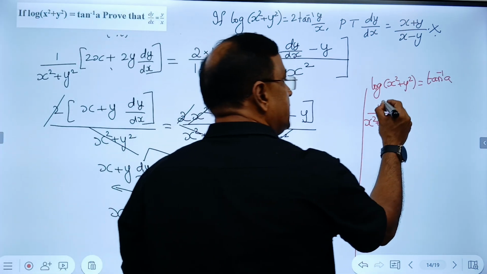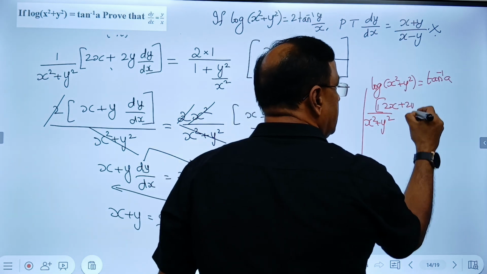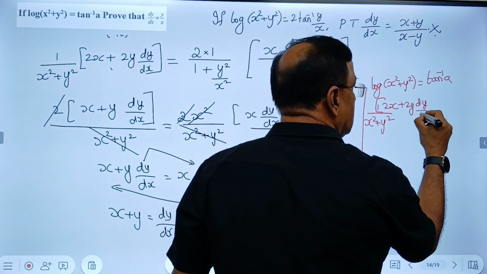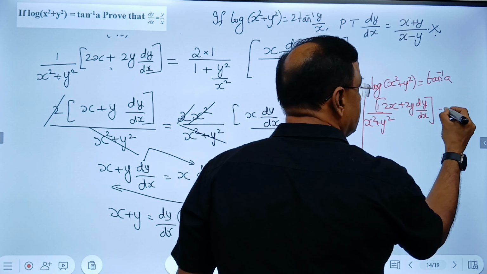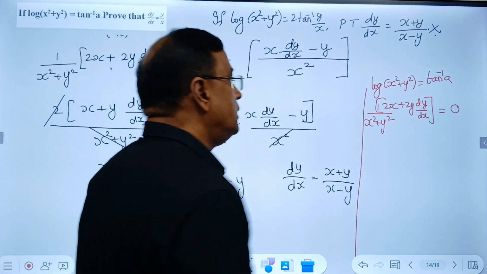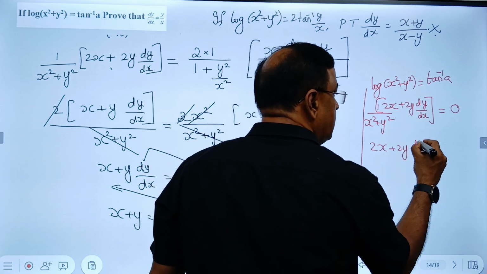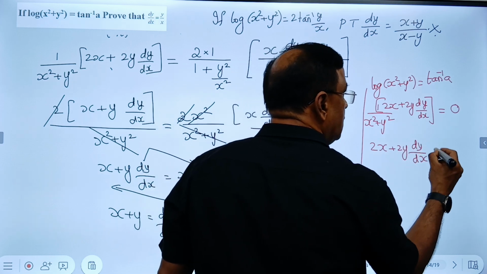Now, what is differentiation of x square? 2x. Differentiation of y square? 2y into dy by dx. And you clearly see differentiation of tan inverse a is 0. It's a constant. Now this is 2x plus 2y dy by dx, which will also be 0.